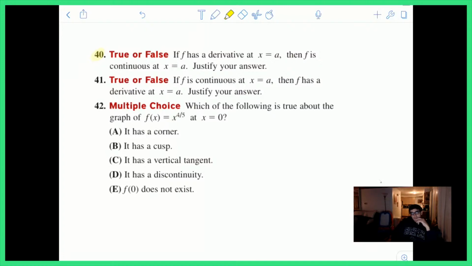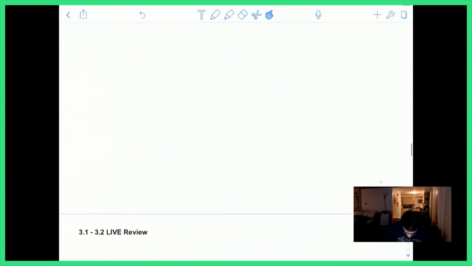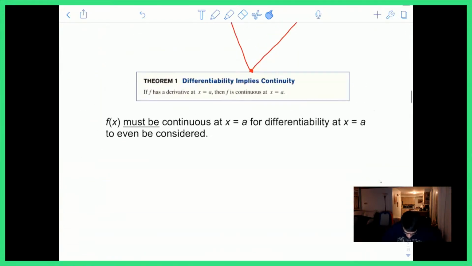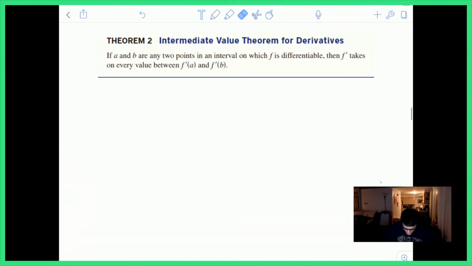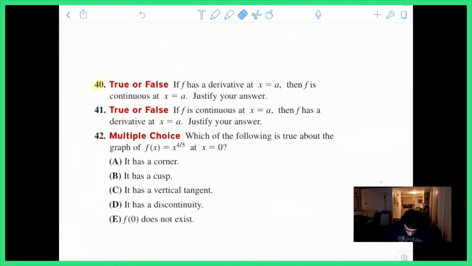So f is continuous? Absolutely. This is theorem number 1. Sorry for my scrolling for a second. This theorem says that differentiability implies continuity. Okay, that's 100% true. If you have a function that has a derivative somewhere, then it's continuous right there. So let's go back to my question. And my answer is going to be 100% true. And if I had to justify my answer, I would say that differentiability implies continuity. Theorem number 1.